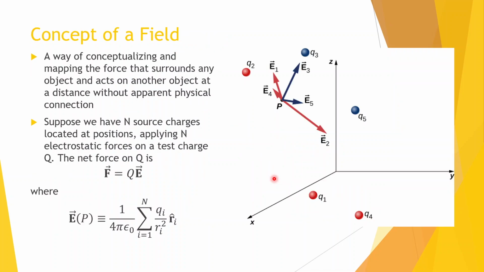Okay. Now we need to talk about the concept of a field. What the heck is a field? It is basically a way to look at or conceptualize the force that surrounds any object and acts on another object at some distance without an apparent physical connection. So let's take, for example, if we have capital N sources, located at some positions, applying N electrostatic forces on a test charge, capital Q.